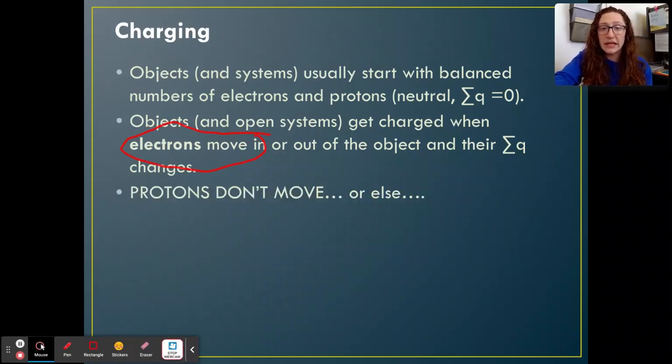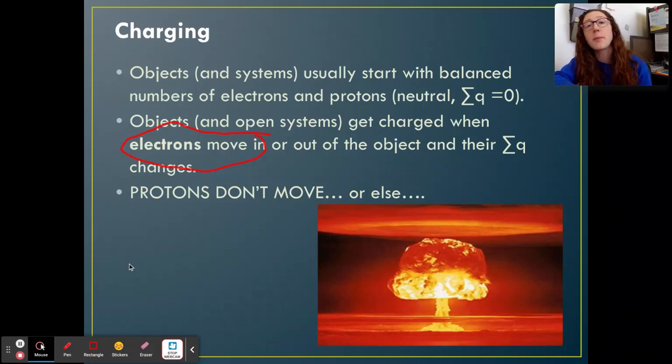Protons don't move. If protons are moving, we're talking about the atomic bomb, right? That means that we're changing atoms themselves. So we're not talking about protons moving. We're only talking about electrons either moving in or coming out of an object or a system.